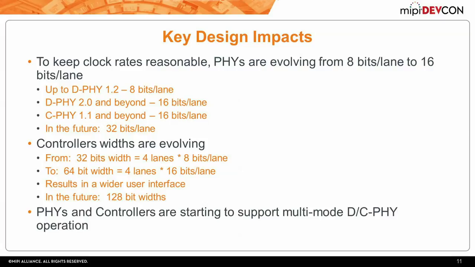Most of the things are going to be 16 bits per lane, with some low to medium applications that are DPHY only running 8 bits per lane. So just like I talked about with the controller, you take 4 lanes and you go to 32 bits. If you have 4 lanes and 16 bits per lane, now you need 64 bits. And in the future, as 32 bits per lane happens, we expect to see a transition to 128-bit width.